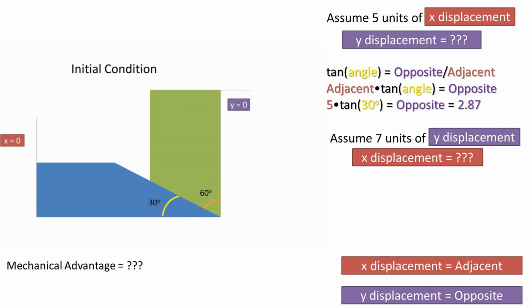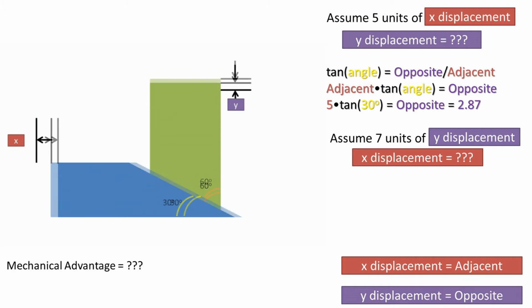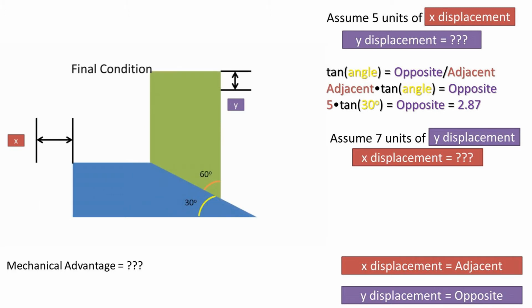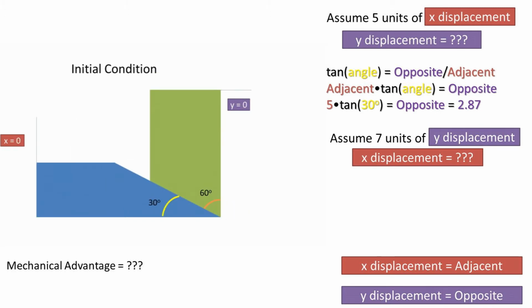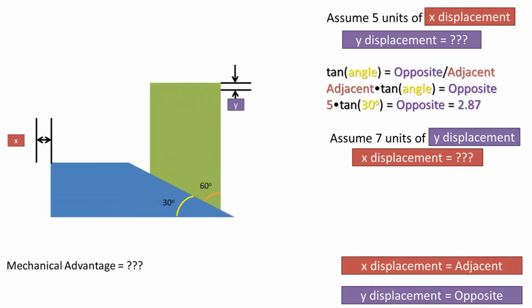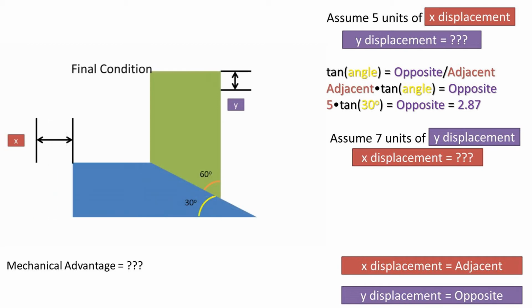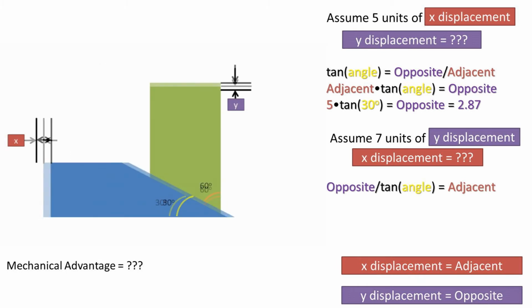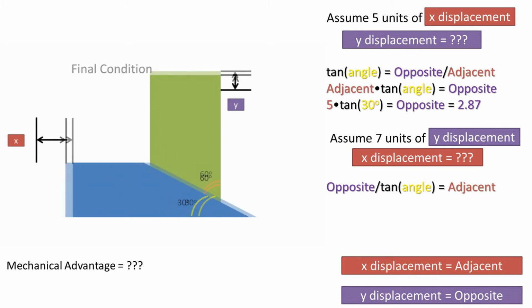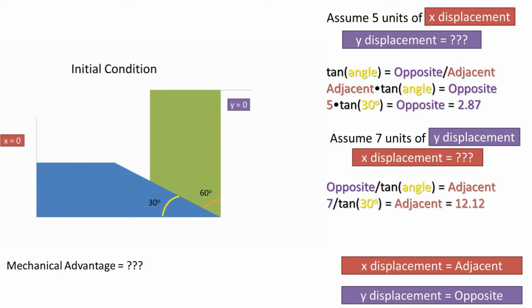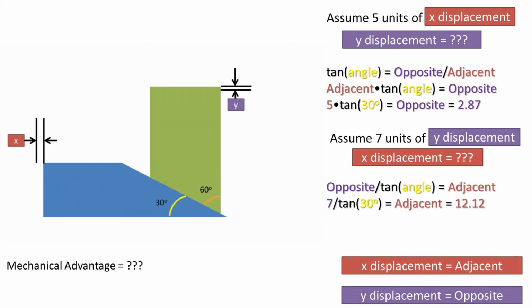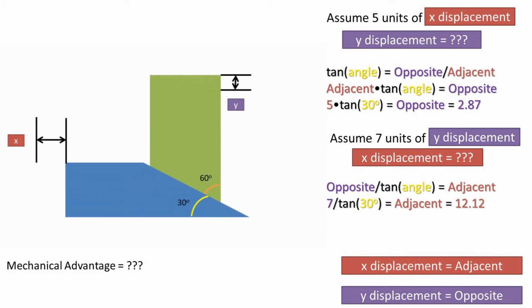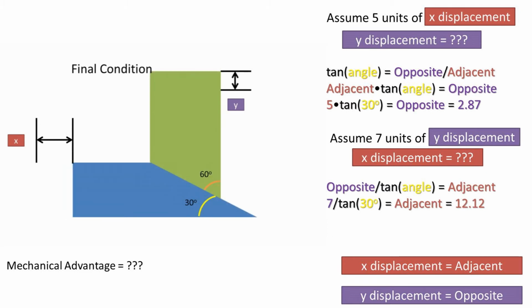So if the 30-degree wedge is moved a distance in the x direction of 5 units, the 60-degree wedge will rise up a distance in the y direction of 2.87 units. Next, we can use the same tangent equation and rearrange to solve for the adjacent side length, which is the x displacement. Plugging in the y displacement of 7 units, we get an x displacement of 12.12 units.